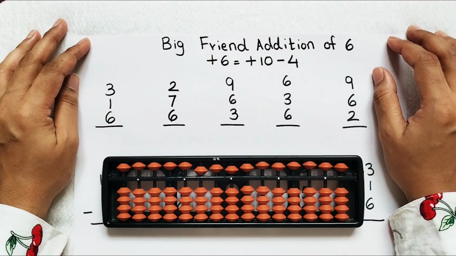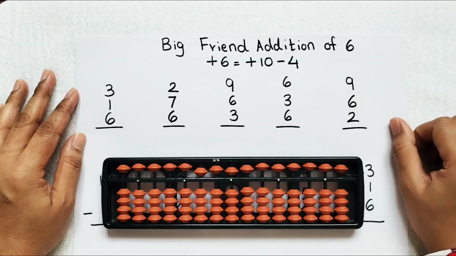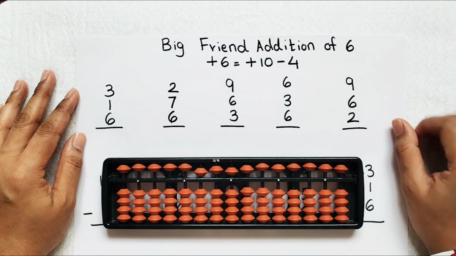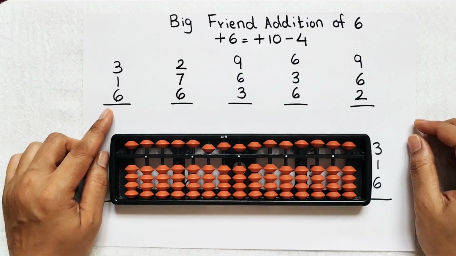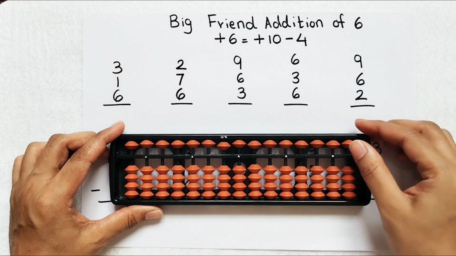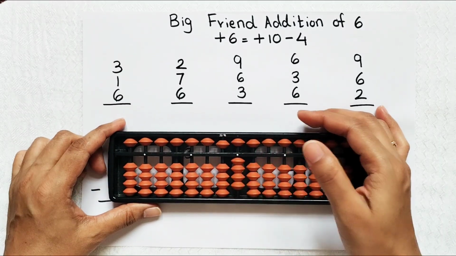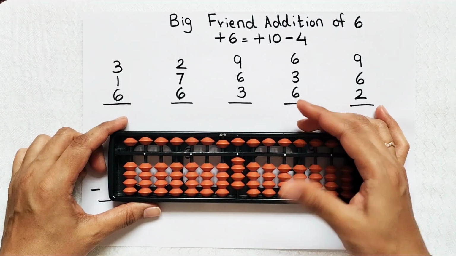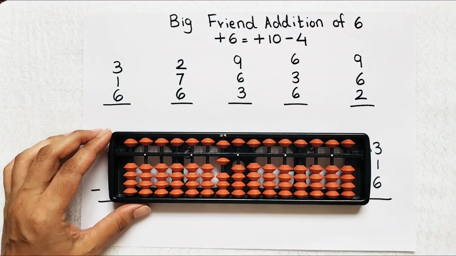To help us understand this better, let us solve few more questions based on this big friend addition of 6 formula. First one, 3 add 1 add 6. Add 6 is add 10 less 4. My answer is 10.